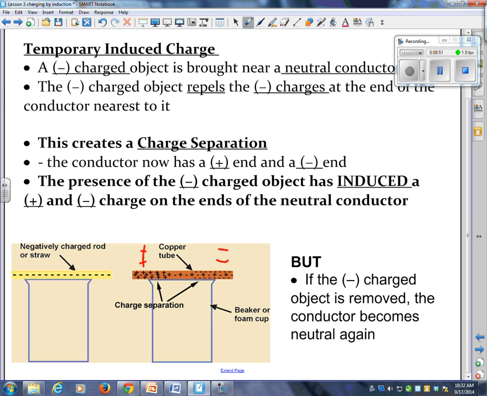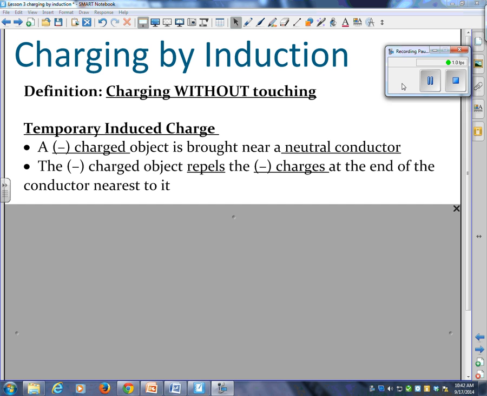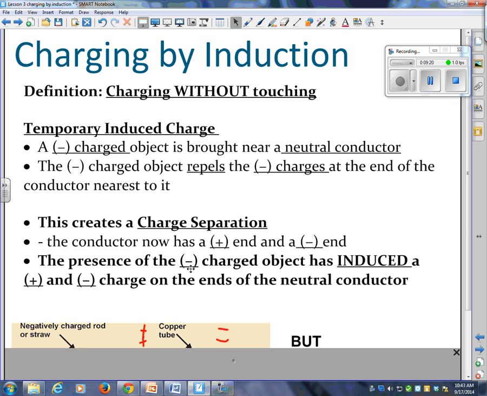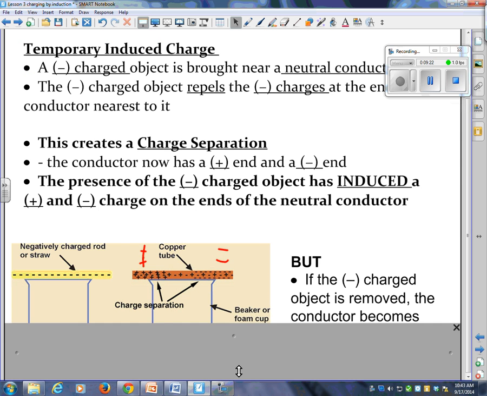I'm going to have to go through that again. Okay, let's go through this here. We're charging without touching. A negative charged object is brought near a neutral conductor. The negative charged object repels the negative charge at the end of the conductor nearest to it. This creates a charge separation.